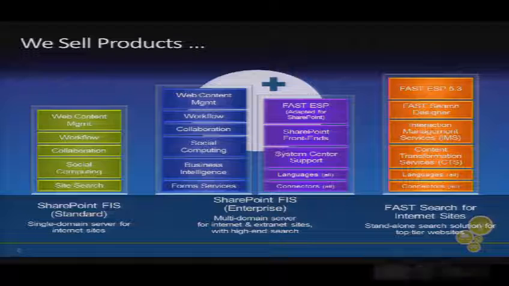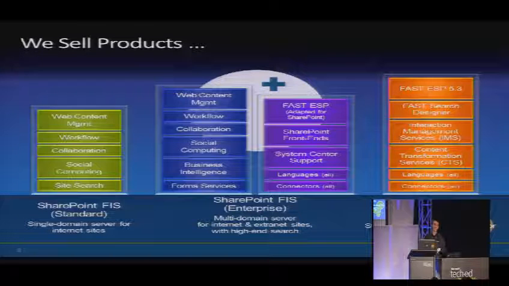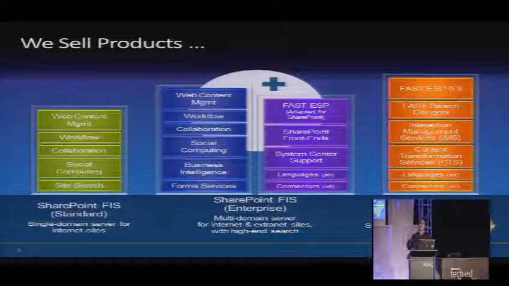And at the time, we were the best-rated search engine on the planet. And now, Microsoft is the best-rated search engine on the planet. We're talking Gartner here. They added into that the sort of Microsoft style to it. So in other words, there's a designer. And the designer is in Visual Studio. So it's the fast search for internet sites designer, which I'll come to in a little while. Interaction management services and content transformation services. Again, I'll just touch on those for a second.